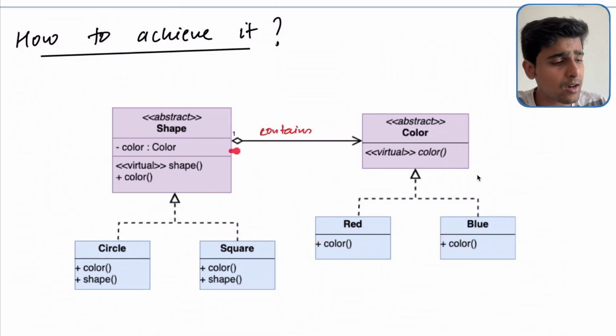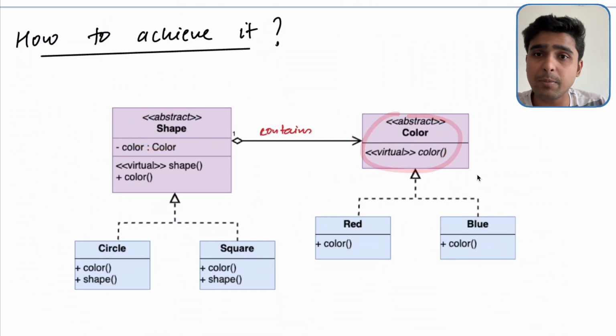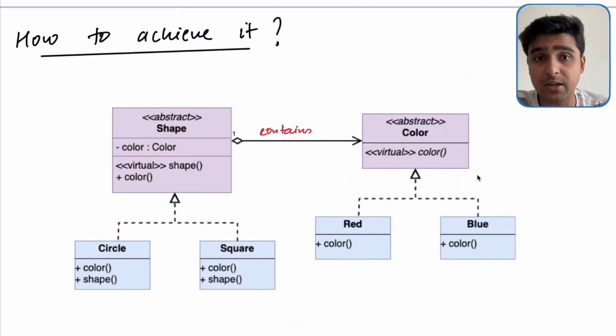So you can see this is an aggregation relationship arrow, which represents that this class is contained in this shape class, and it can also exist independently from the shape class. So the shape class will have a variable or object of color, and it will have its own functions as well. Similarly, now you don't have to create a separate red circle or a blue circle. You can just create a circle and a square, and the circle will contain this color object of appropriate type, either red or blue.